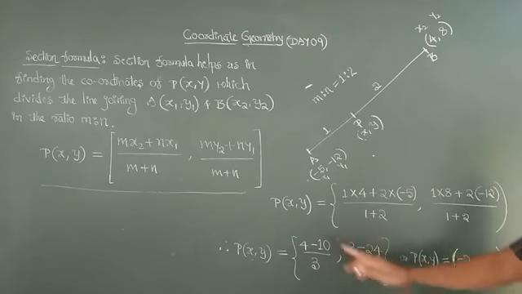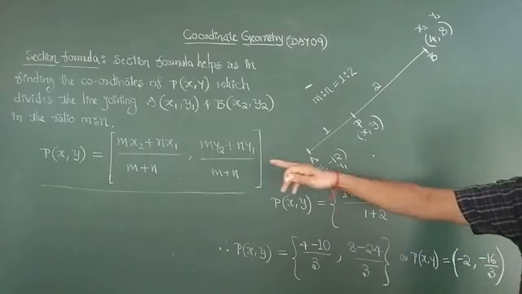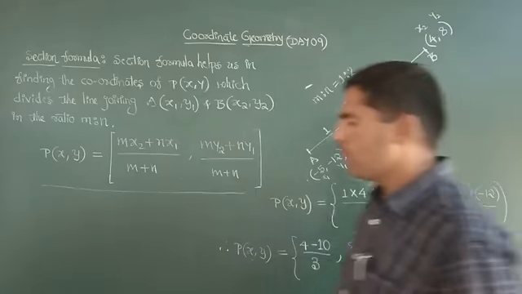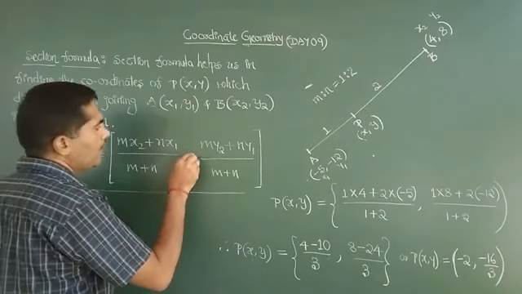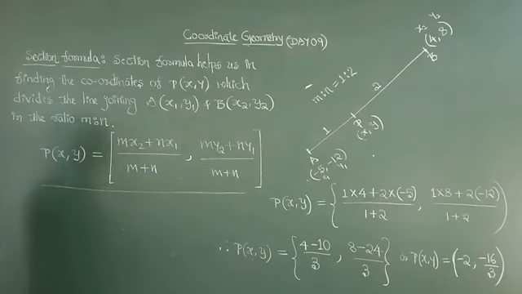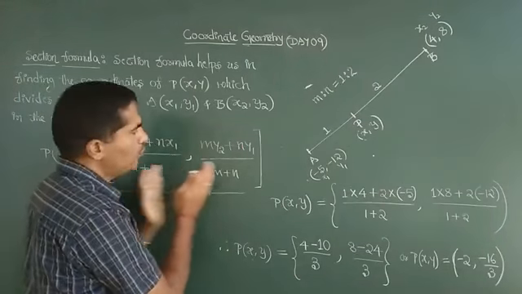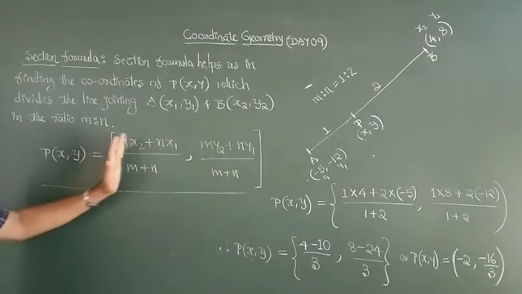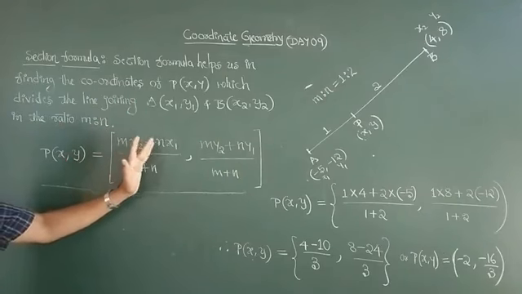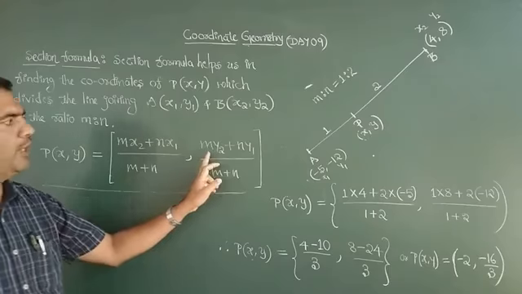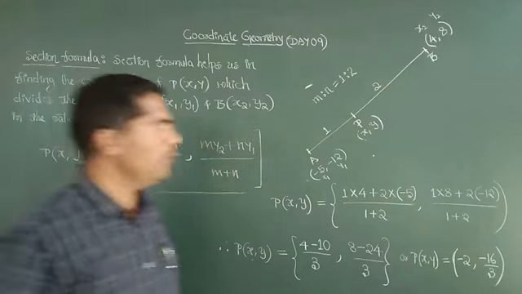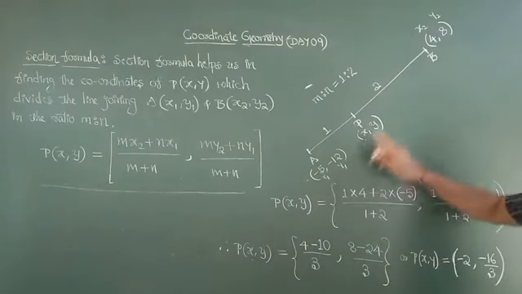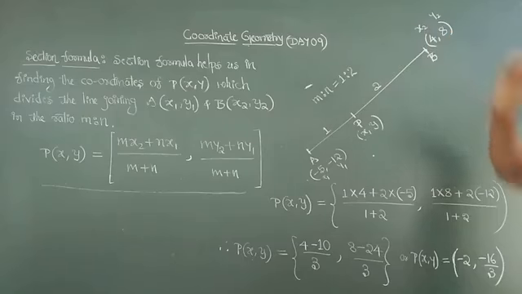So coordinates of P(x, y) equal (mx2 plus nx1) by (m plus n), (my2 plus ny1) by (m plus n). Remember one more thing. Here they are being separated by a comma, indicating that this is the x coordinate, this is the y coordinate. Don't put any plus or minus sign there. So the x coordinate is (mx2 plus nx1) by (m plus n), the y coordinate is (my2 plus ny1) by (m plus n). So putting the values now. Let us take A as x1, y1 and the coordinates of B as x2, y2.